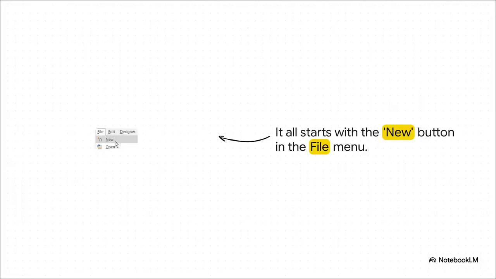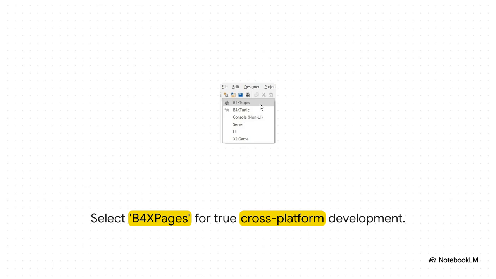Your very first move is right here. A simple click on File, then New. And notice, there are no complicated setup wizards, no confusing pages. It's just a straight shot to getting started. Next, you'll get this list of project types. Now here's the key, and you're going to want to remember this. For true cross-platform development, you're looking for B4X pages. That's the template that sets you up to share your code and your UI across every platform, right from the get-go.